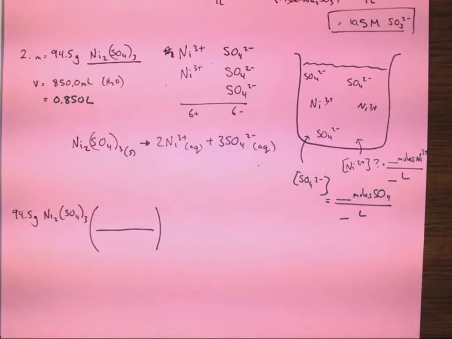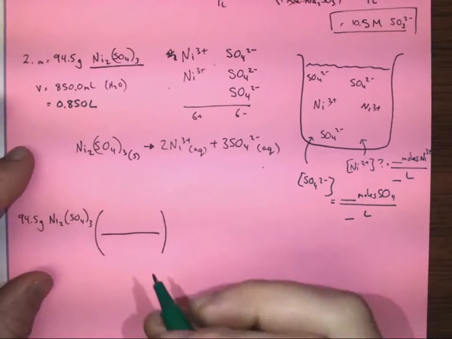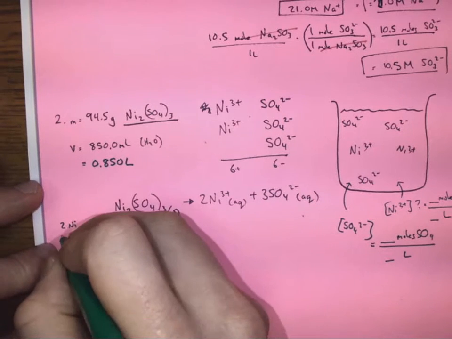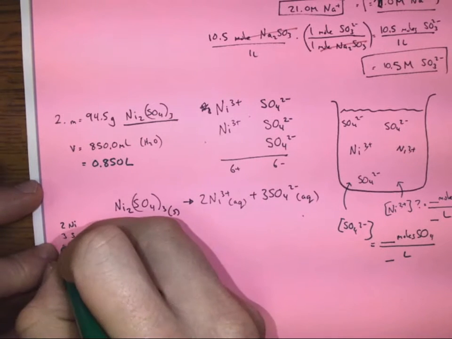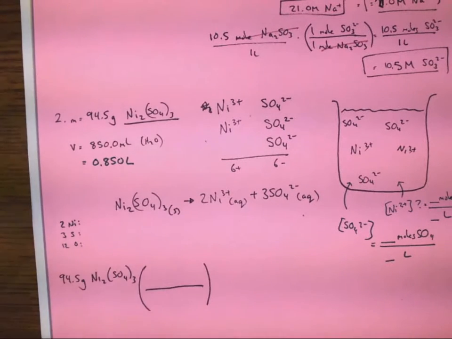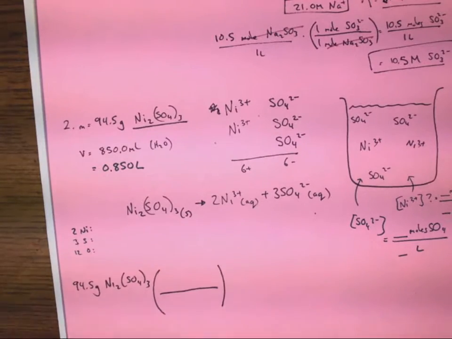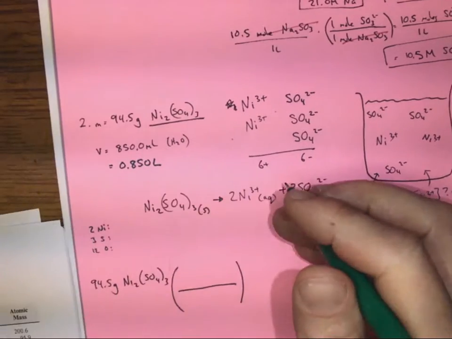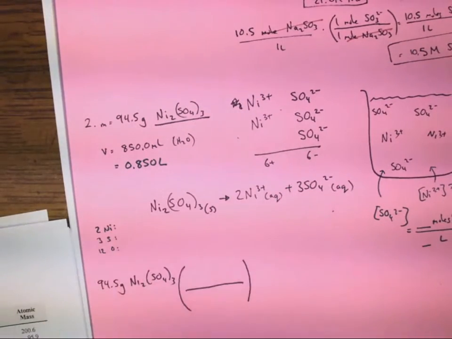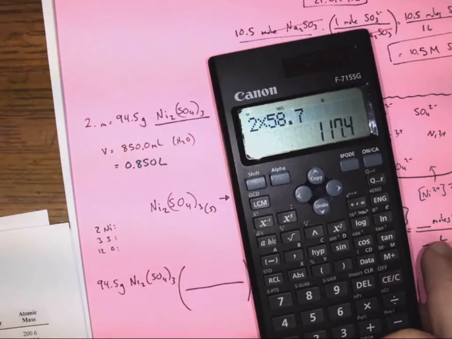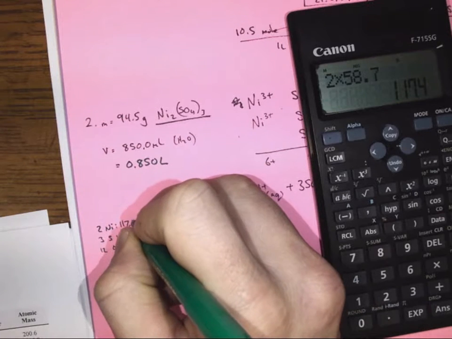So what is the molar mass of nickel 3 sulfate? Well, I know it has 2 nickels, and it has 3 sulfurs and 12 oxygens. So the mass of 2 nickel atoms is 58.7 grams per mole, and there's 2 of them, so 2 times 58.7 is 117.4 grams per mole.